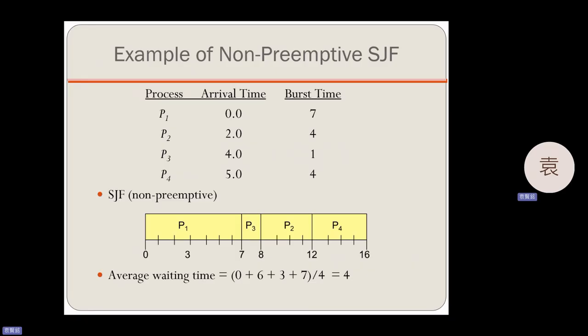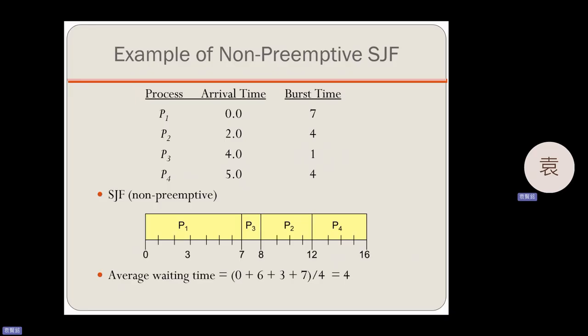And for shortest job first, if a set of processes do not arrive at the same time, but arrive with time differences, then shortest job first will have two versions. One is non-preemptive shortest job first. That means once a process is assigned to the CPU, it will use up all its CPU burst time, and then the CPU schedules another one.